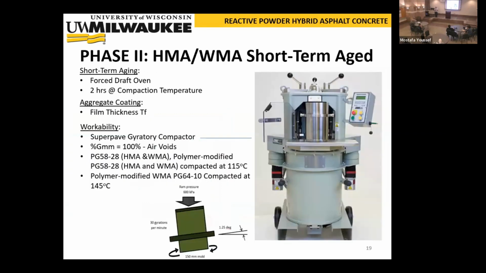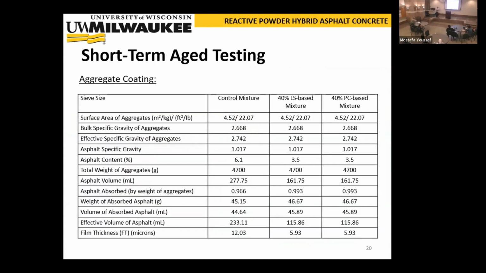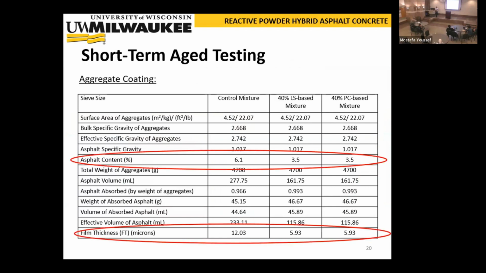So since we don't have a verdict yet, we thought let's go to the final product and build a mixture. And the challenges here will be even bigger, because if you look at the produced mixes, in order for us to use cement, we have to drop the asphalt content significantly. The control mix had 6% asphalt, which is a typical mix in Wisconsin, and it dropped by 40% due to the presence of cement.